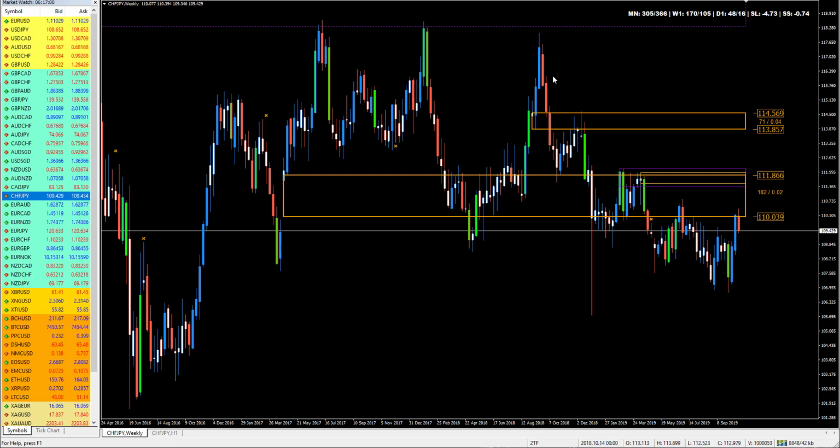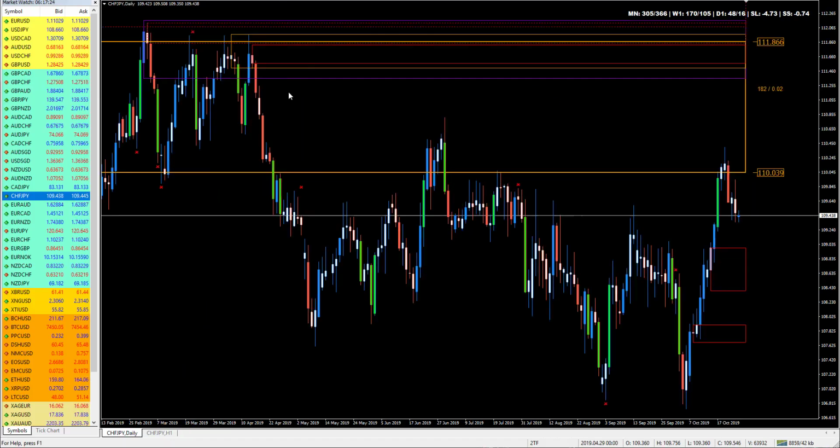What does that mean? We have micro supply here and we have micro supply here, and this one is the one that's responsible for removing that. This is not weekly supply, this is probably daily or 4-hour supply, but it was significant enough that it was able to consume this area of weekly demand. So what you do here is you take your rectangle tool and you mark it off like that, and you go down to the smaller time frames to have a look at what's going on inside here.